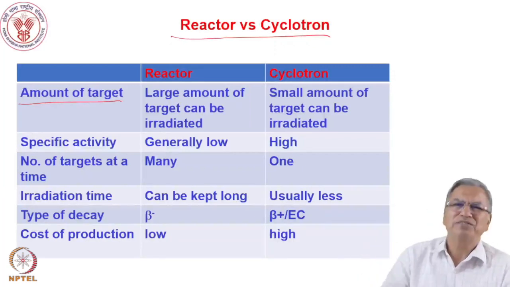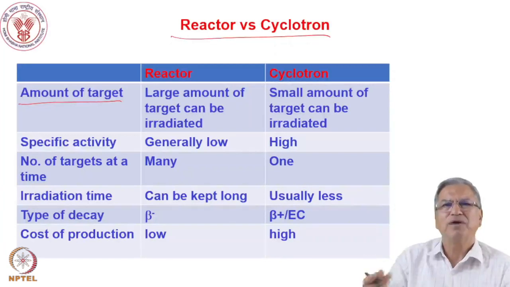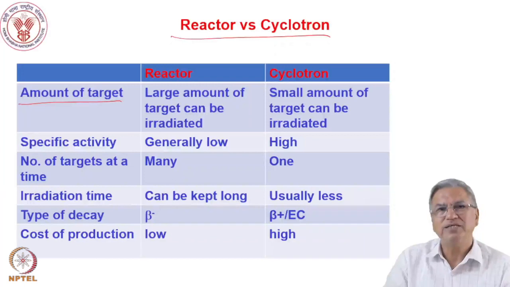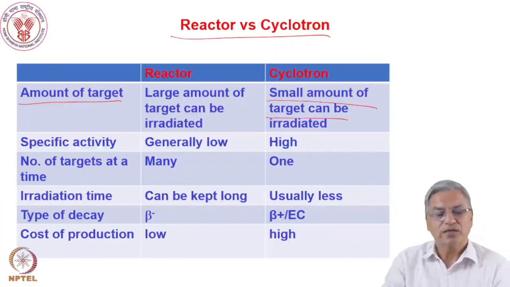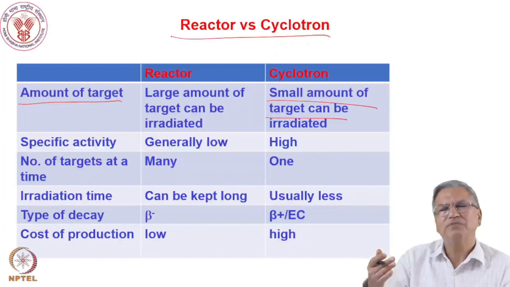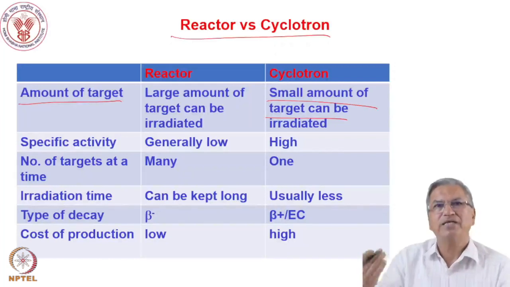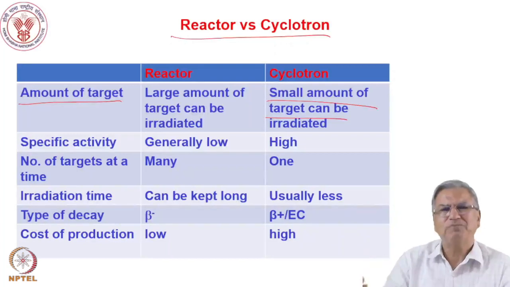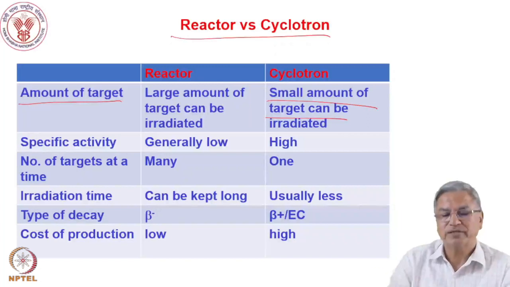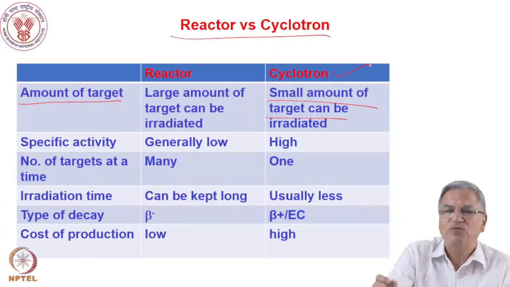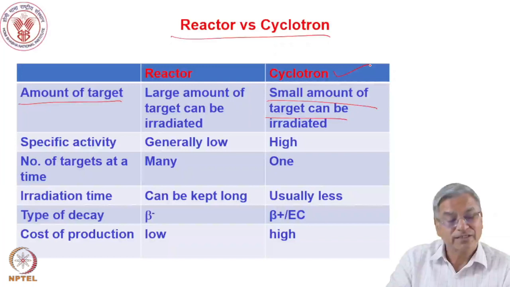Even if you irradiate a larger pile, it will not bombard that material. Only a very small section, the cross section of the target, will be irradiated. So only a small amount of target can be irradiated in the cyclotron. So cyclotron, I am saying, is representative of an accelerator. But most of the time you will find the radioisotope production by charged particles is mostly done in cyclotrons. So I'm just comparing reactor and cyclotron, but this is also valid for any charged particle accelerator.